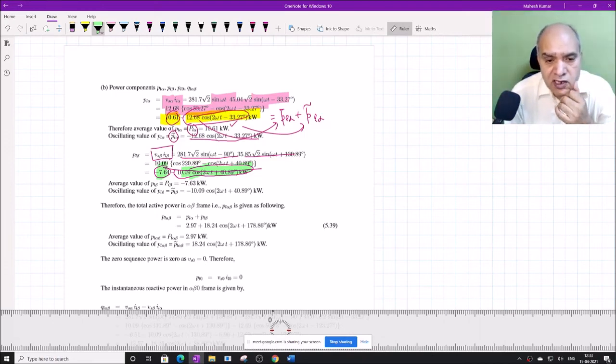So the average value of this PL beta is minus 7.63 and the oscillating value is minus 10.09 cos(2 omega t plus 40.89).